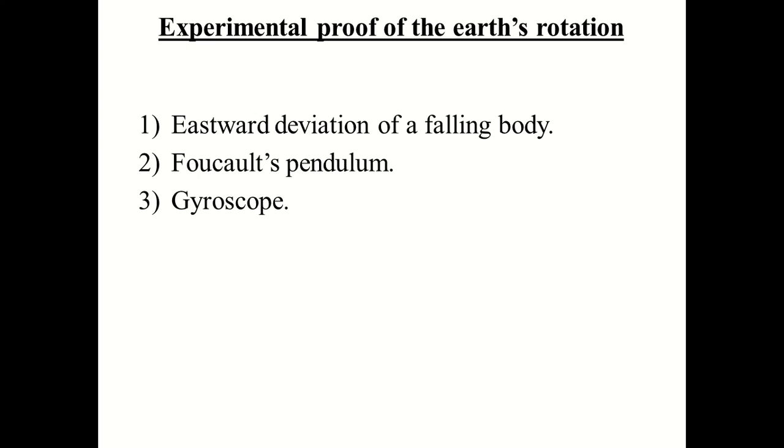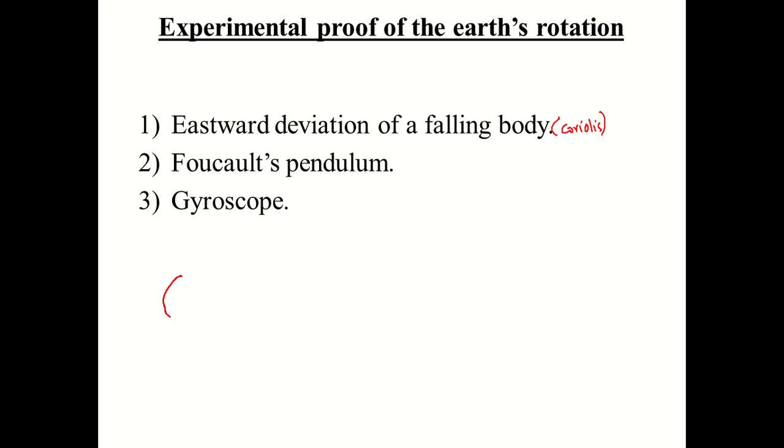The first one is the eastward deviation of a falling object. By physics we can say that it is due to the Coriolis force, which is actually a pseudo force which appears to exist on an object when the frame of reference itself is rotating. We are not going into much detail of these things, but we will say how we can see the deviation of a freely falling object due to the Earth's rotation.